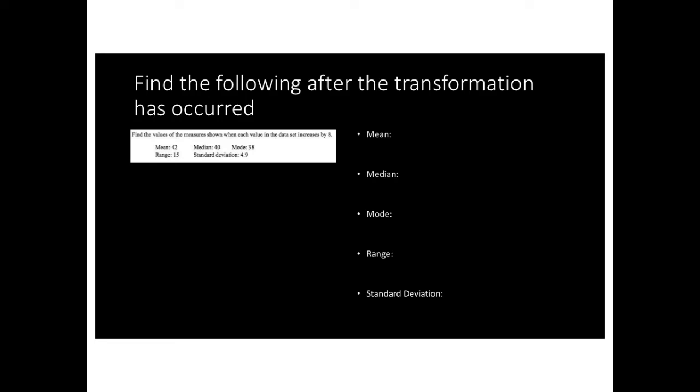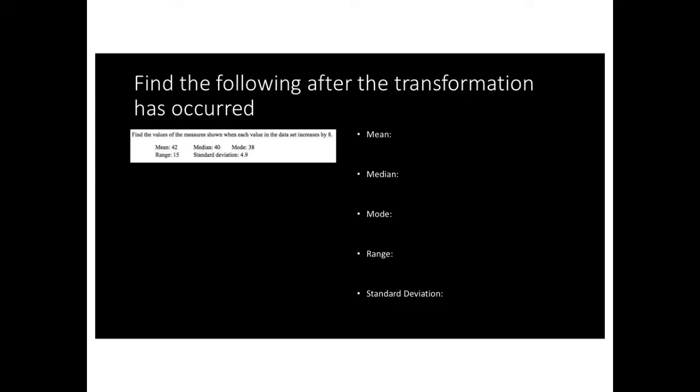I want you guys to go ahead and write down what you think is going to happen if the data set increases by 8. How do those five numbers change or stay the same if we are increasing every data point by 8? Okay, go ahead and pause the video and write down your answers. All right, let's go ahead and see how you did.